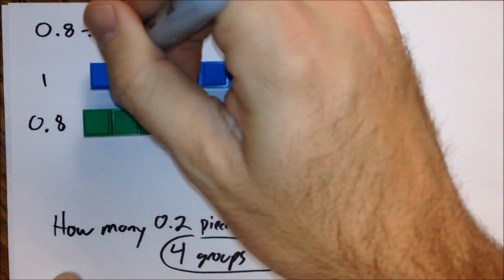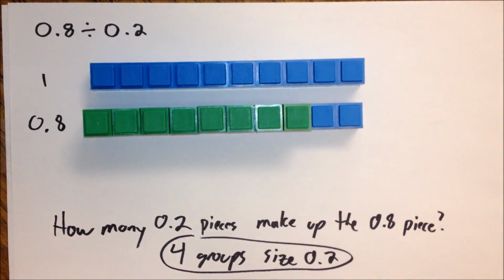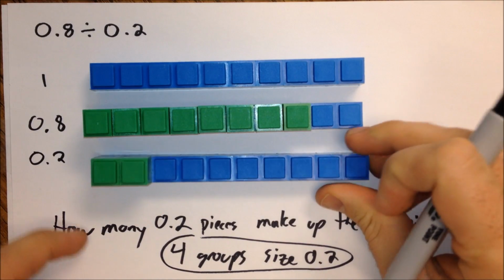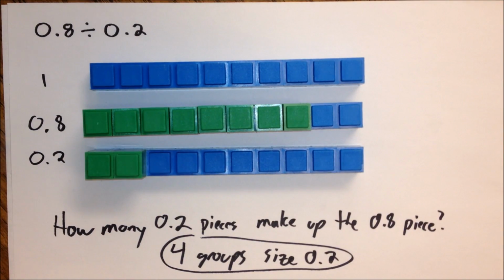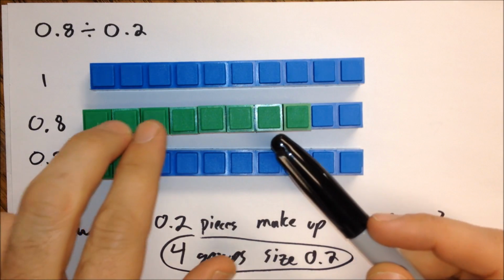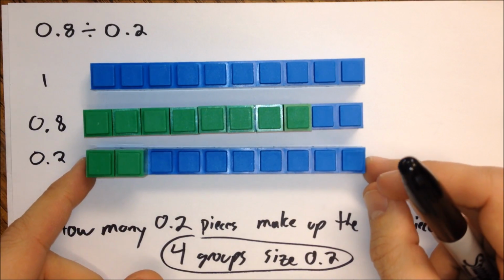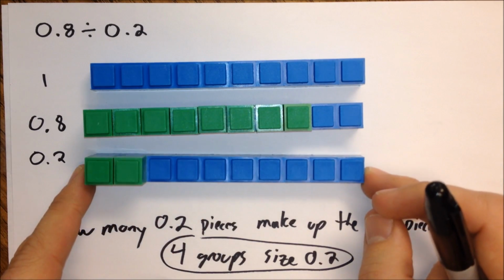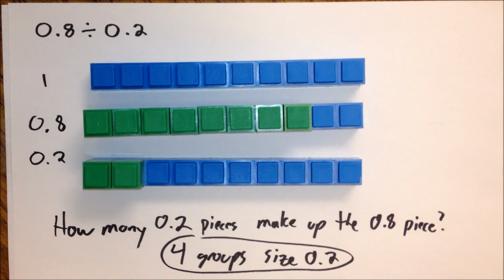And so if this is 1, then this is 0.8, and then if I want to create 0.2, I create another stick that has 2 blocks on it. And the question is, how many of these collections of green blocks does it take to make up that collection? And you see the answer is 1, 2, 3, 4. So I needed 4 collections of those 2 green blocks to make that up.